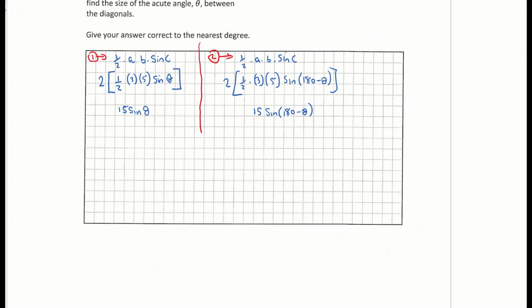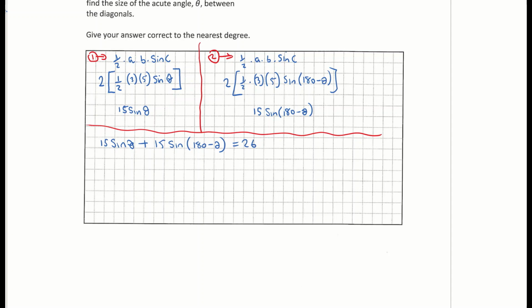So like I said at the start, we know that those 4 triangles add together to make the full area of the parallelogram. So if I add my 2 areas here, 15 sine theta plus 15 sine 180 minus theta, I get 26 centimeters squared. So I'm letting that equal to 26.